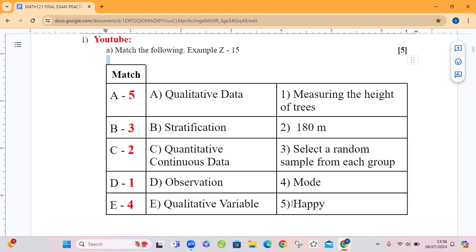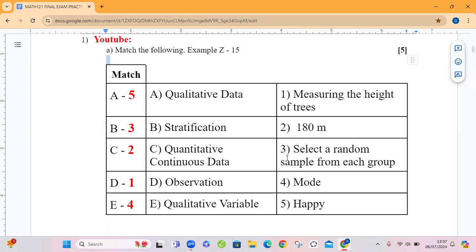Happy is a qualitative data. Data, remember, is the specific value of the variable. So A matches to 5. B, stratification, which is a type of sampling technique. B was matched to 3 correctly.